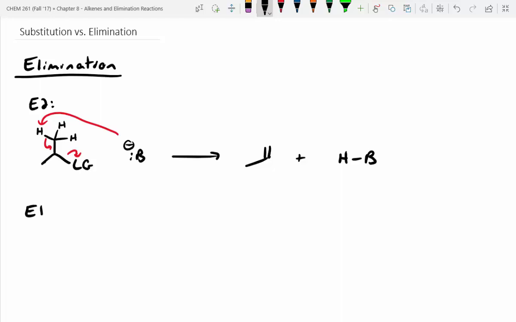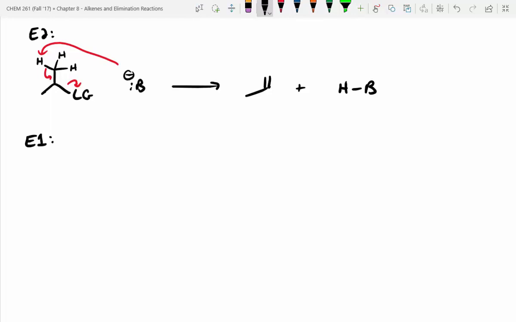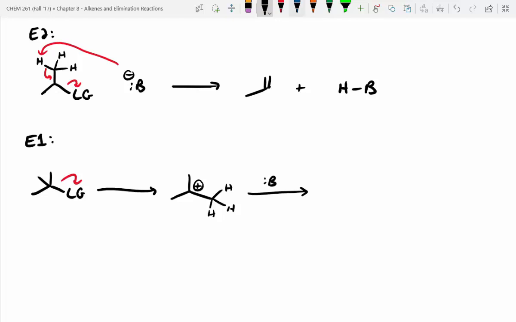And then E1, we said involves loss of your leaving group first. So just like SN1, you want to have a good leaving group, and you want to have a relatively stable carbocation. And then just like in the other one, we've got beta protons where we need some sort of weak base in step 2 to clamp down.